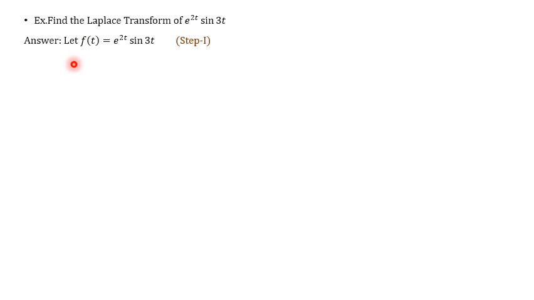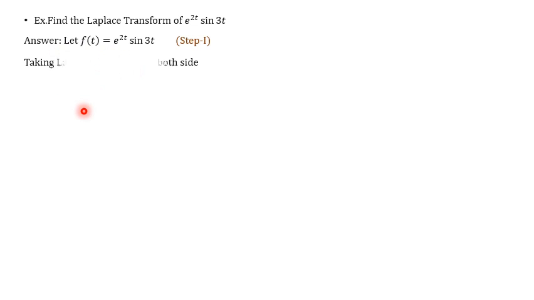Let us understand the concept of first shifting theorem or first shifting property by solving an example. So our first example is, find the Laplace transformation of e^(2t) times sin 3t. Solution. Let f(t) equal e^(2t) times sin 3t. So here we are just considering the given term as f(t). Then applying the Laplace transformation on this f(t).